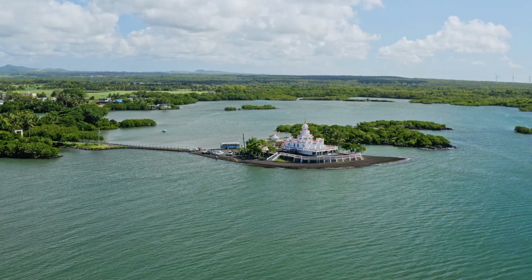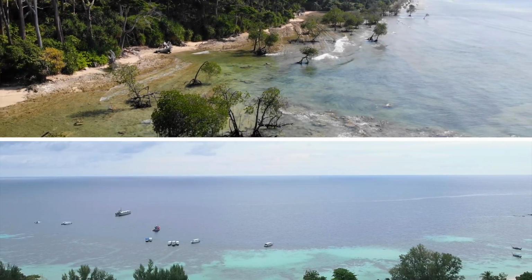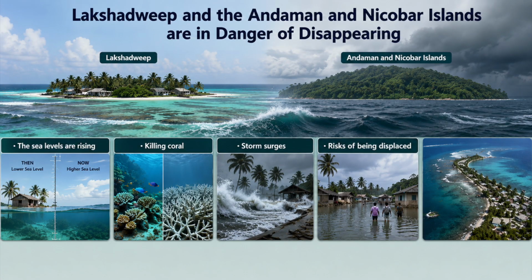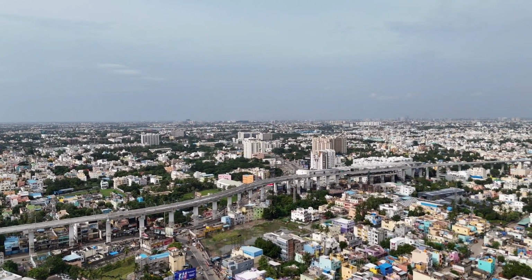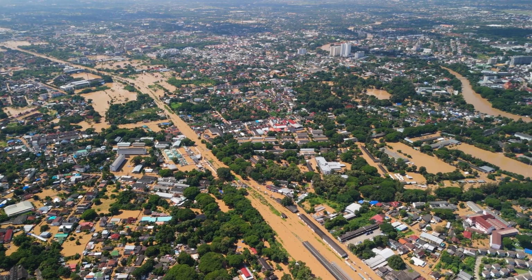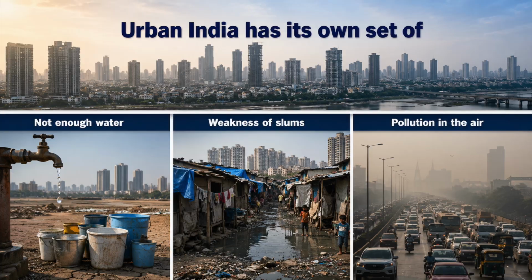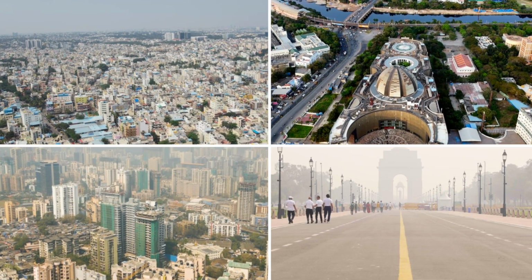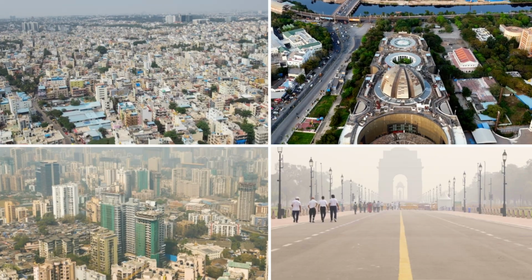Besides that, the island territories, and at the end, I would like to take you to the Andaman and Lakshadweep Islands. These are in danger of disappearing. The sea levels are rising, killing the coral reef. Storm surges are there, with risk of being displaced and weaknesses in the cities. Apart from this regional categorization, urban India has its own set of problems. For example, the heat island effect, bad drainage leading to floods in the cities, contaminated water, not enough potable water, weakness of slums, and pollution. Almost every year, cities like Mumbai, Delhi, Chennai, and Bangalore have to deal with climatic emergencies.